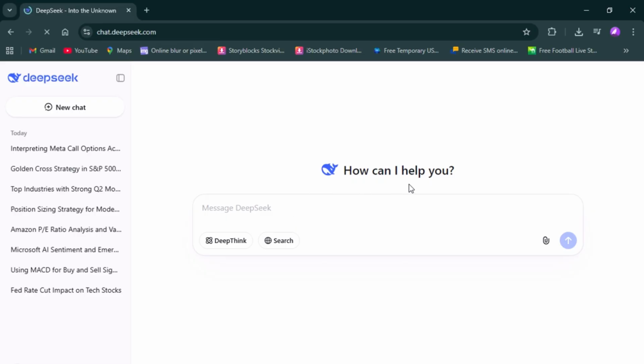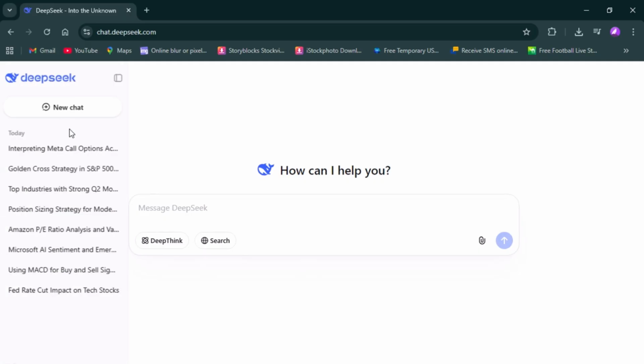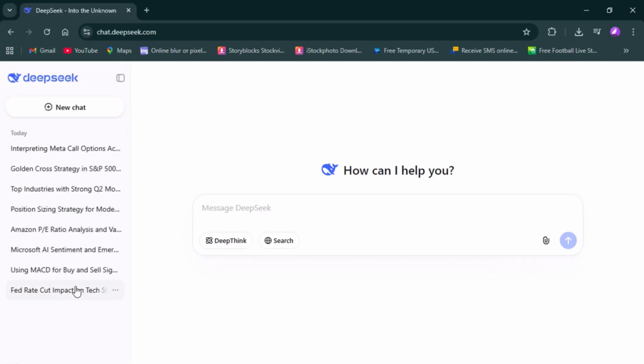The platform features an intuitive, chat-based design where you can type questions, upload documents, and receive detailed AI-powered insights in real time. I recommend spending some time experimenting with different types of queries to understand the full range of capabilities available to you. Now, let's explore the first major application: market research.